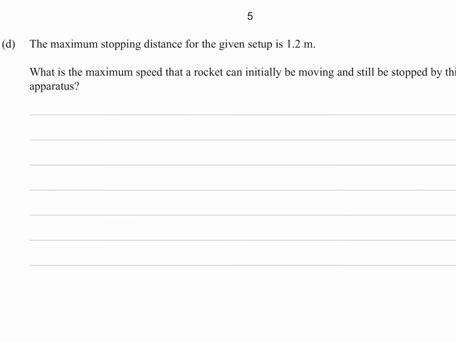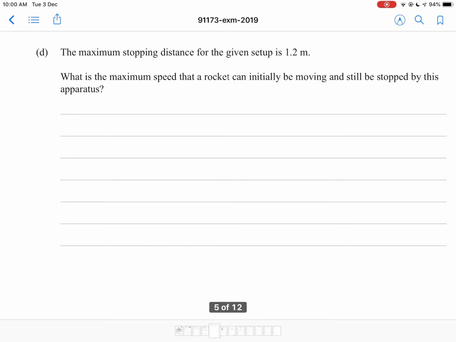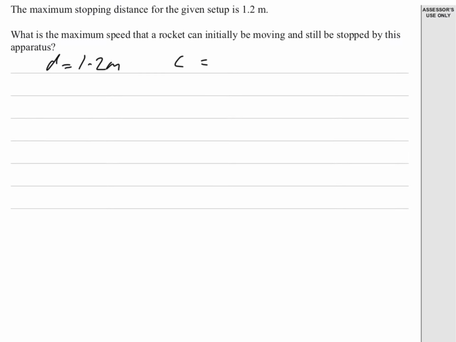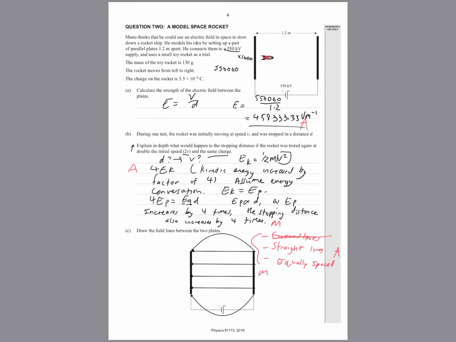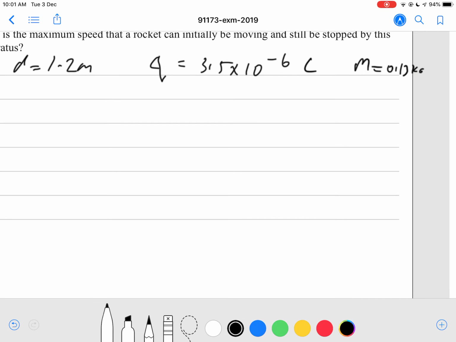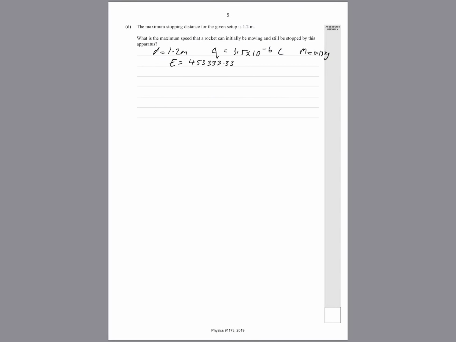Alright, the maximum stopping distance for a given setup is 1.2 meters. What is the maximum speed that a rocket can initially be moving and still be stopped by this apparatus? So we know that the stopping distance is 1.2 meters. We know that our charge is 3.5 times 10 to the power negative 6 coulombs. And we also know that the mass of the toy rocket is 0.13 kg. And our electric field strength we also know is 458,333.33.